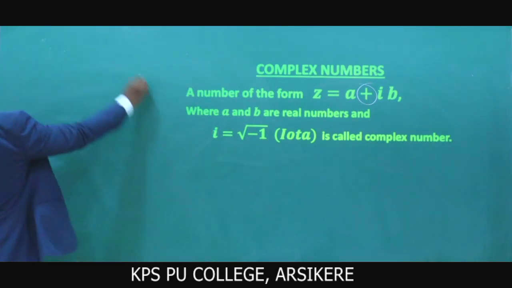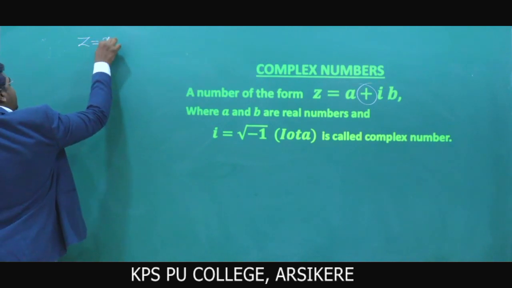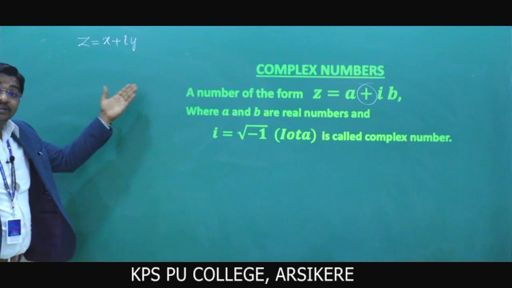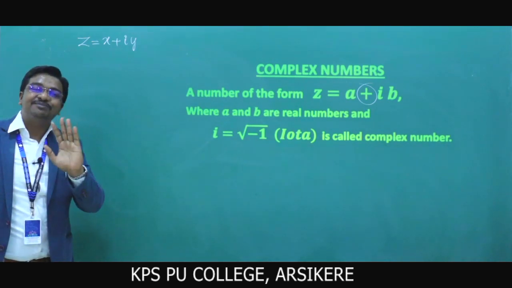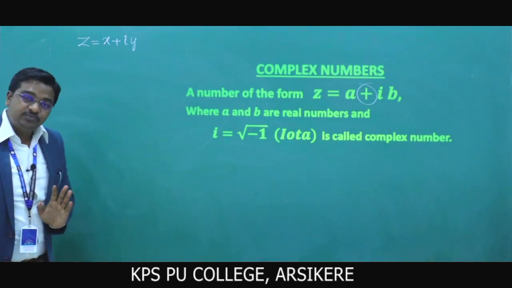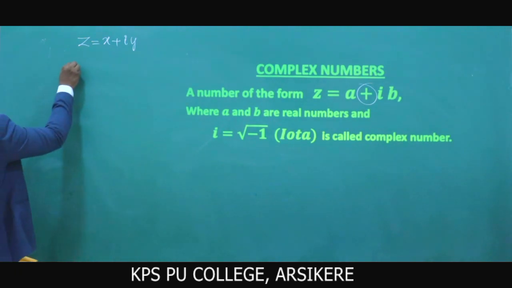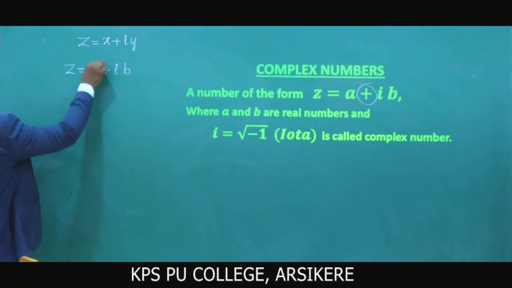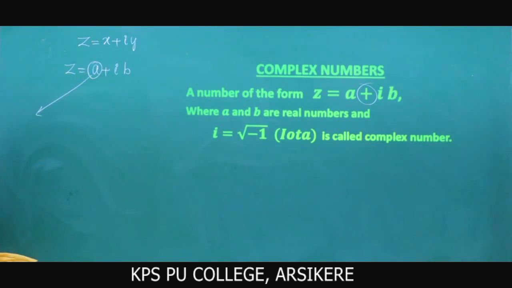In some textbooks they use it as x plus iy. Here also x and y are real numbers. What is i? It is nothing but square root of minus 1. And remember, when we have z is equal to a plus ib, here a is called the real part of the complex number z.